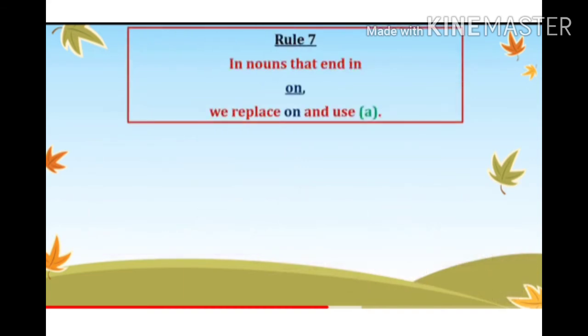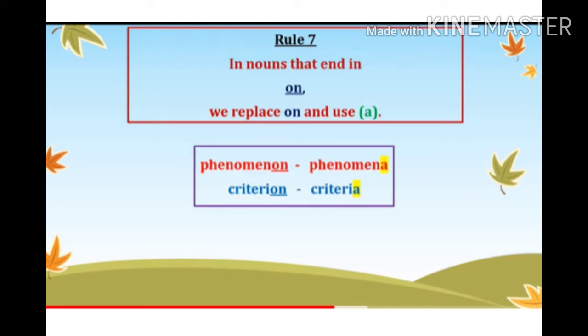Moving on to rule number 7. In nouns that end in on, that means nouns that are ending with the letters on, we replace on and use a. Let us see a few examples here for this. The first noun here is phenomenon. So here this word is ending with on. All you need to do is to cut on and use a. So its plural form will be phenomena.